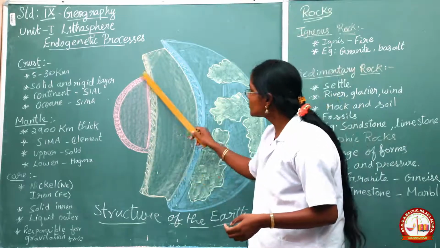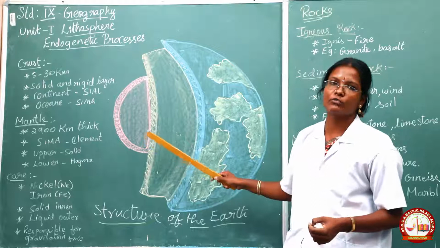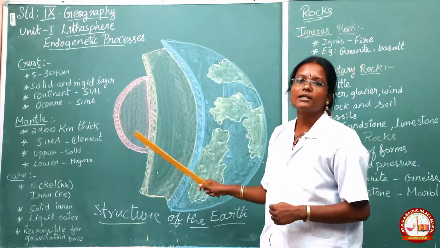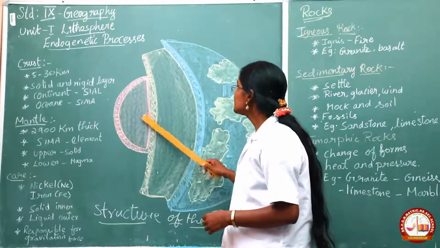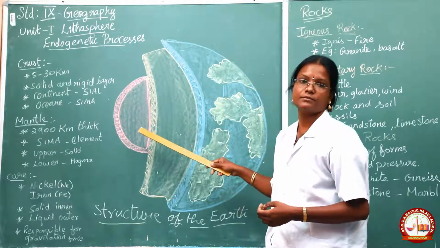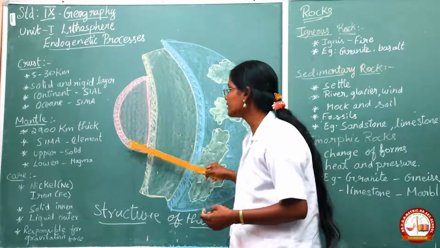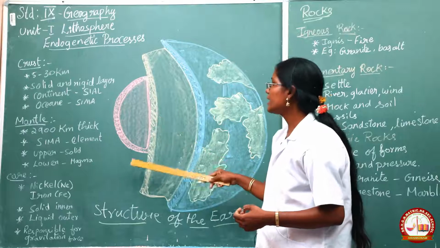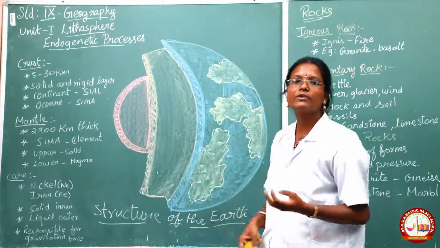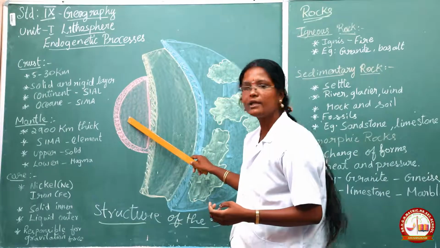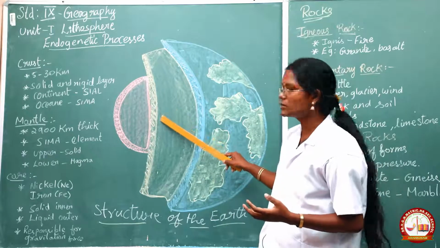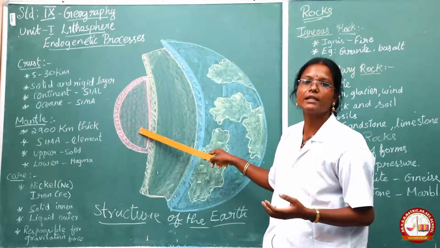Next we are going to see about the core, the innermost layer of the earth. It is very hot, the hottest layer, and this layer has the elements nickel and iron. Because of the nickel and iron it is the hottest. The inner core is in solid form because of the heat and pressure, while the outer core is liquid, because of the magma here.